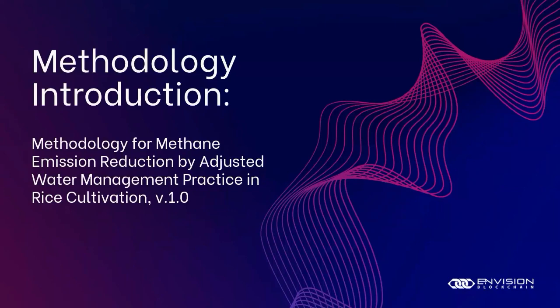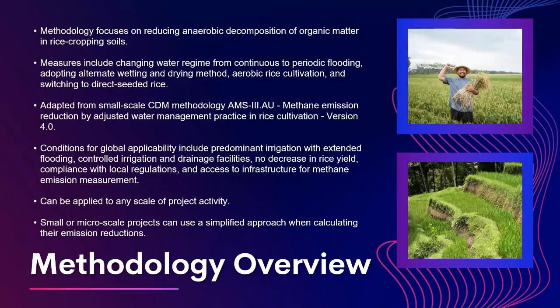And again, the methodology we're looking at today is about methane emission reductions by adjusted water management practices in rice cultivation. And this is version 1 coming from Gold Standard. So this methodology focuses on reducing anaerobic decomposition of organic matter in rice cropping soils. Measures include changing water regimes from continuous to periodic flooding, adopting alternate wetting and drying methods, aerobic rice cultivation, and switching to direct seeded rice.